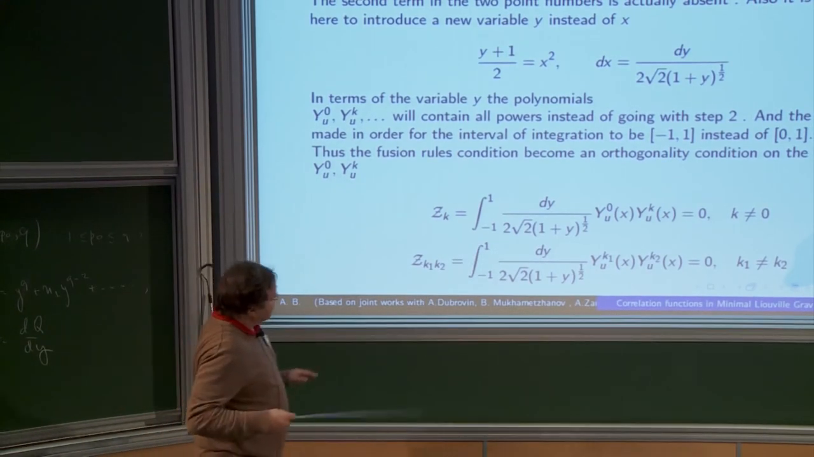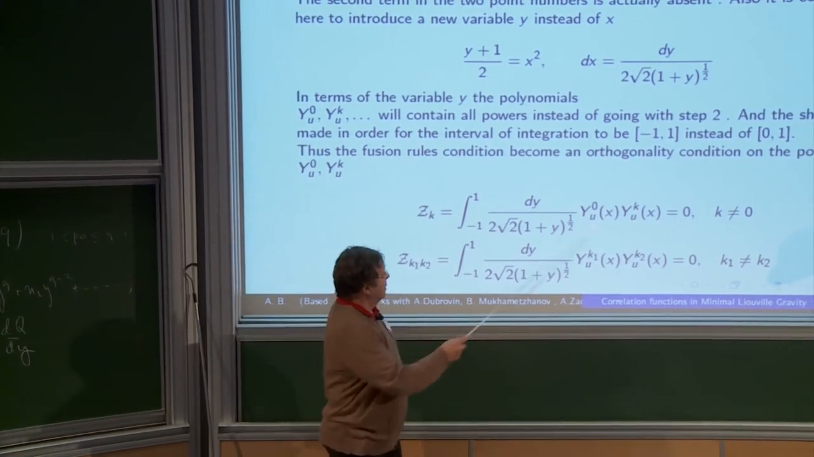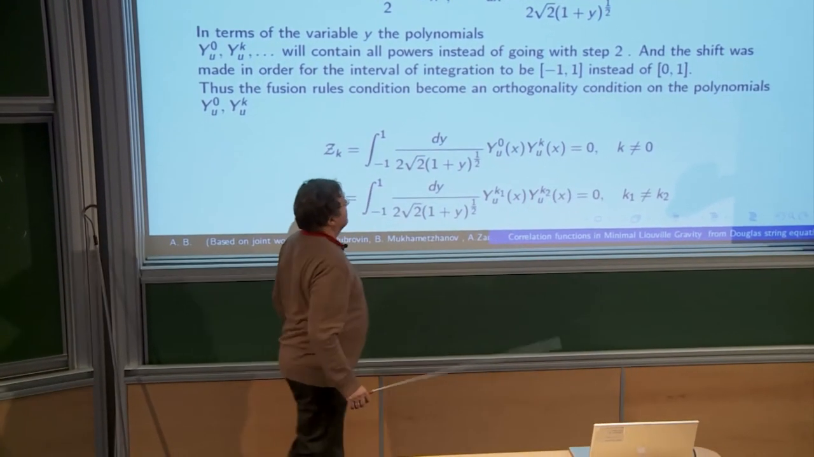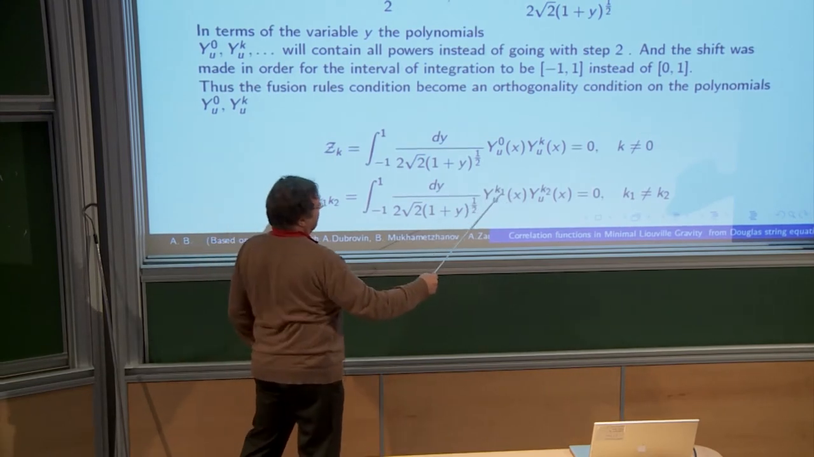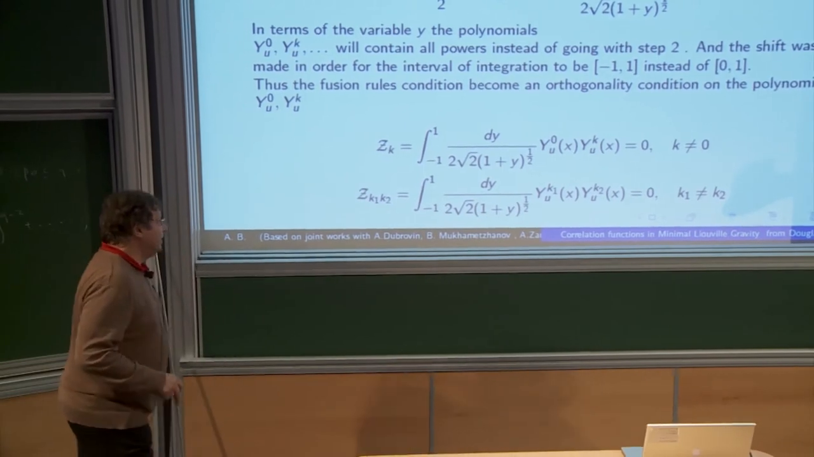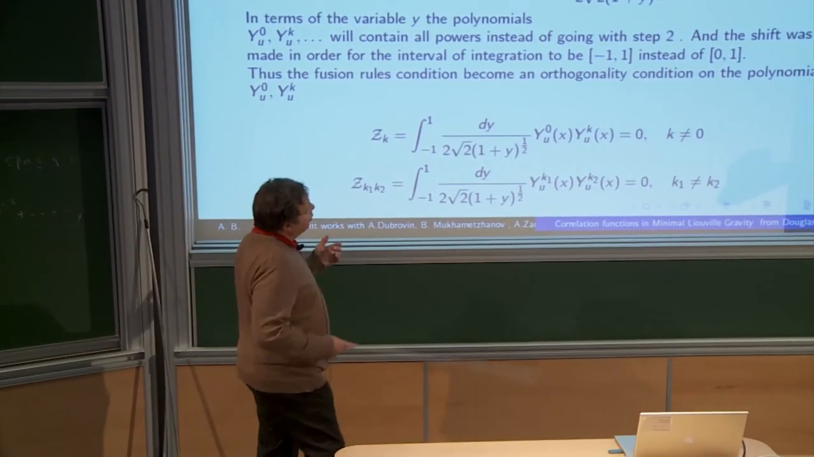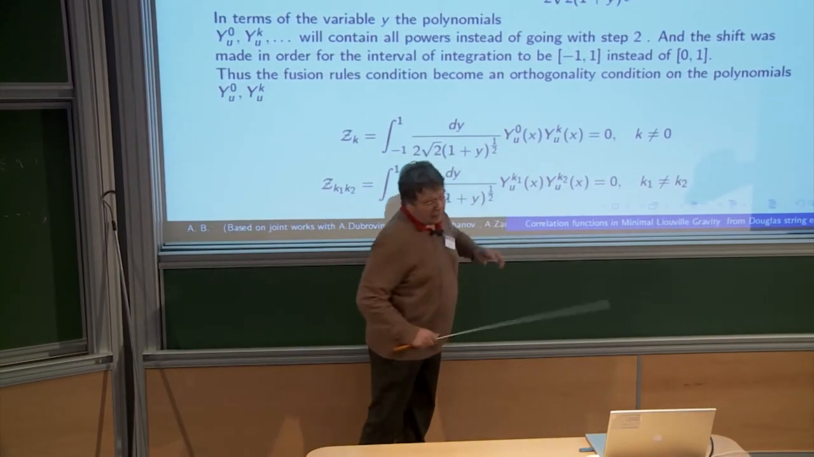This is the 1-point function, and it should be equal to zero when k is not zero. And this is the 2-point function. It should be zero when k1 and k2 are not equal. And from dimensional analysis, we know the order of these polynomials, this one and this one.